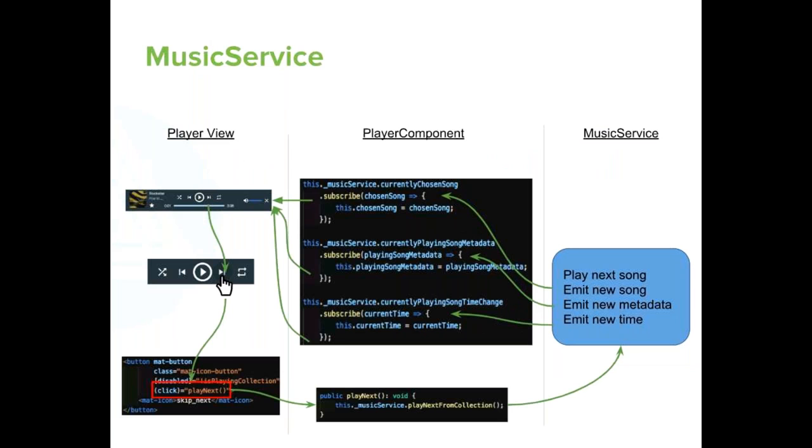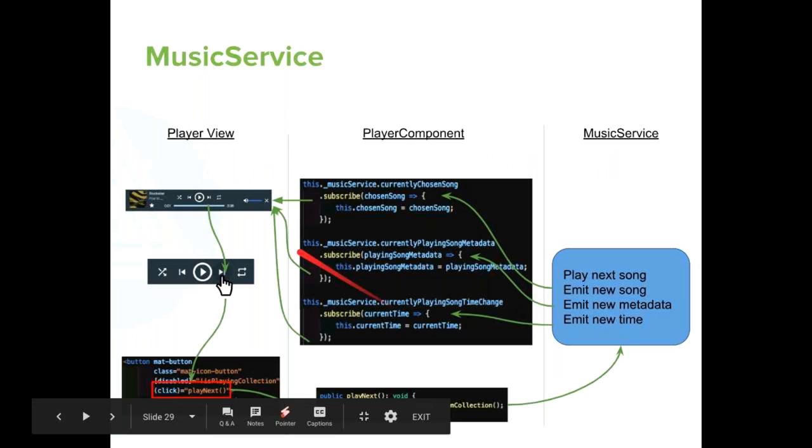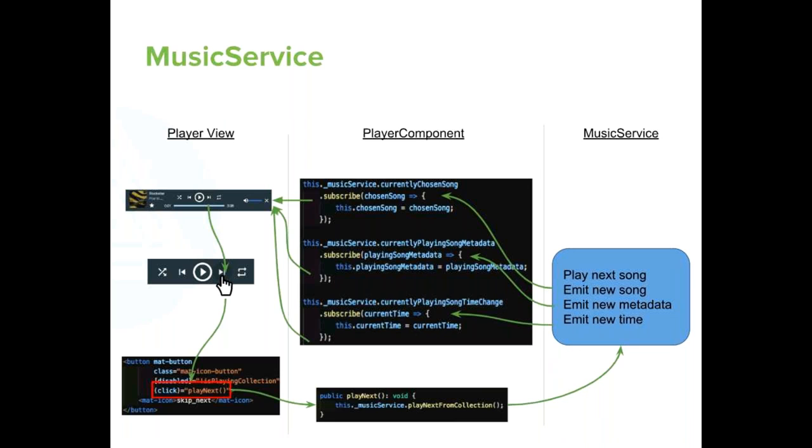So here's an example of how the music service works, and also how observables work a bit. In your player view, you have the next button. And I defined in my template that when the user clicks on that button, it would call the playNext function from the player component TypeScript file. Anyway, in the component, I'm defining that when the user clicks on the play next button, it would trigger the music service playNextFromCollection function.